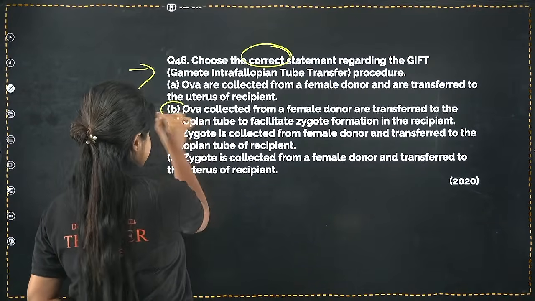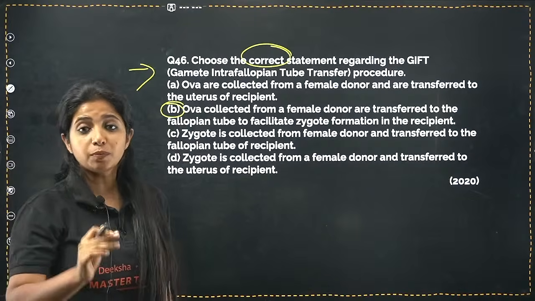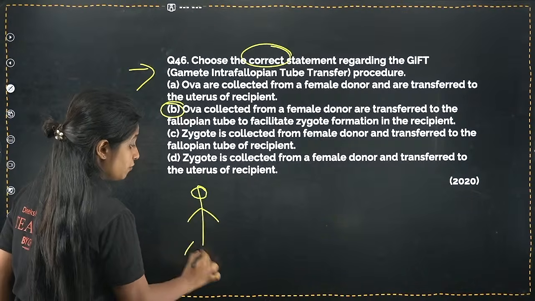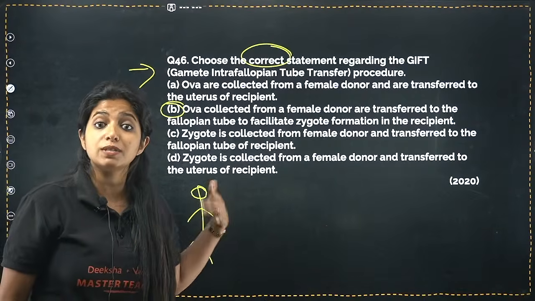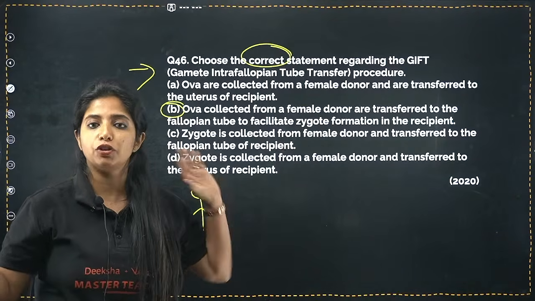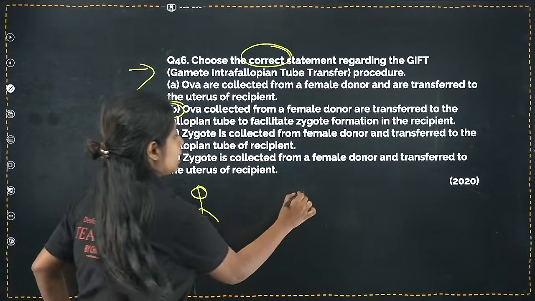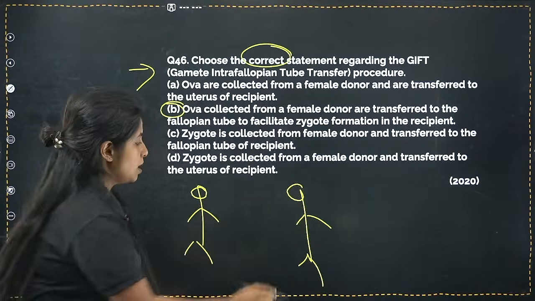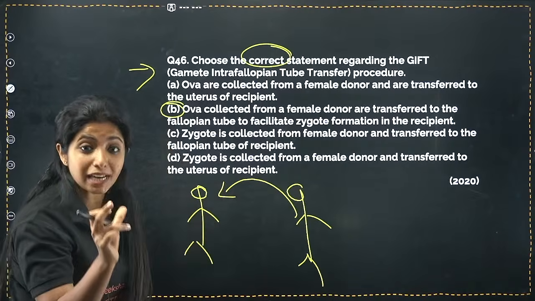B is what? This. What is GIFT? Gift means gamete intrafallopian transfer. That means suppose over here a female is not able to conceive. Why? Because she is not able to produce gametes. But everything else is fine. Uterus is fine. Everything else is fine. And she over here is ready to give the gamete as a gift. So basically only the gamete is being transferred.